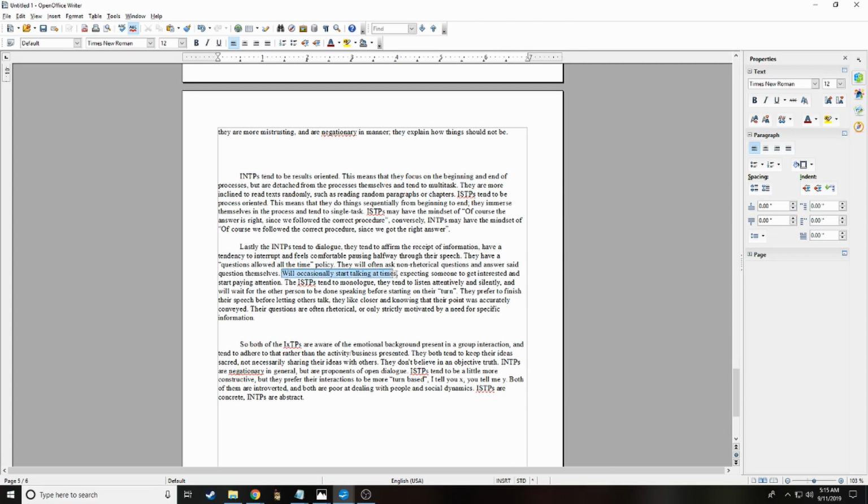This will occasionally start talking at times, expecting someone to get interested and start paying attention. Because INTPs are so introverted, they're probably the most introverted types. They're less inclined to do this than a lot of the other types that share this dichotomy. In fact, they're probably on the farthest end of this, or one of the farthest ends of this dichotomy. Maybe not the farthest, because they are interested in ideation and sharing their positions with other people. But in general, this is a fairly rare occurrence, but it will happen.